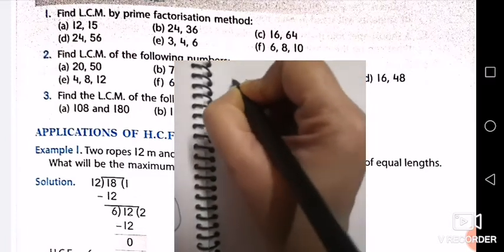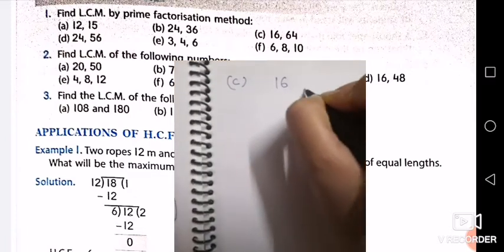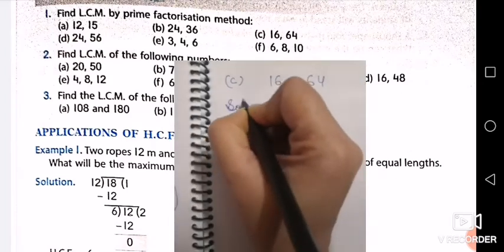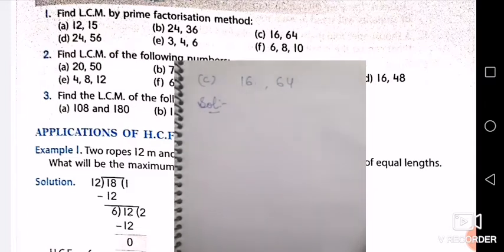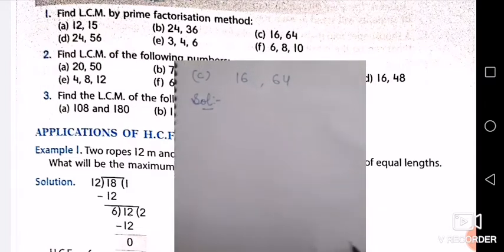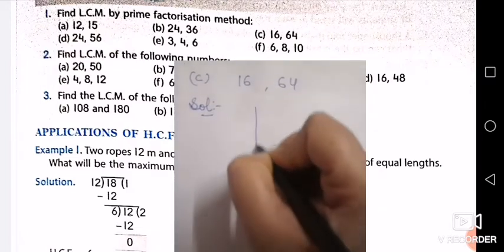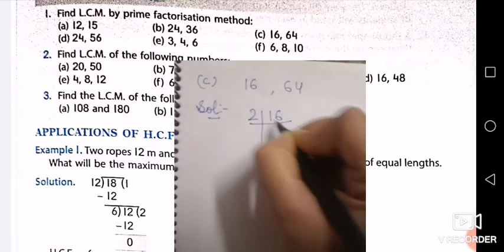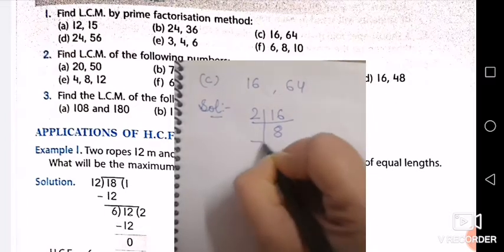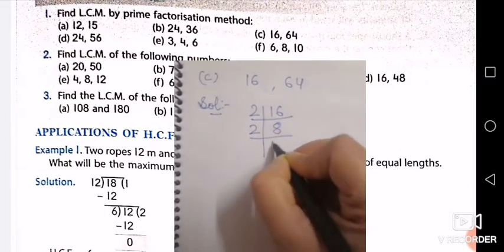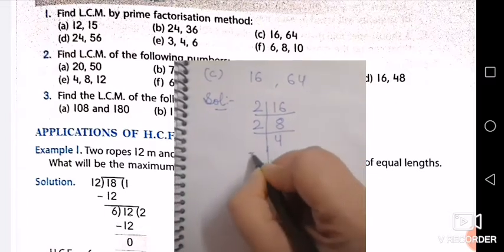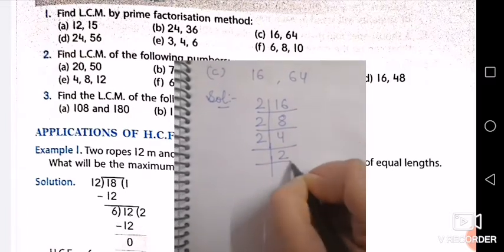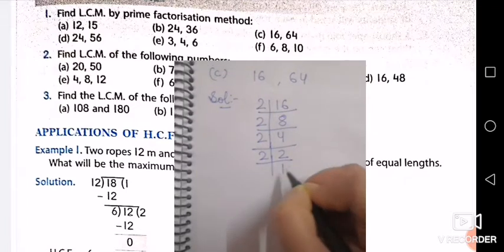Now C part is 16 and 64. Now what is our first step? Finding the prime factorization of a given number. That is our first step. 2 8s are 16, 2 4s are 8, 2 2s are 4, and then 2 1 times will be this.